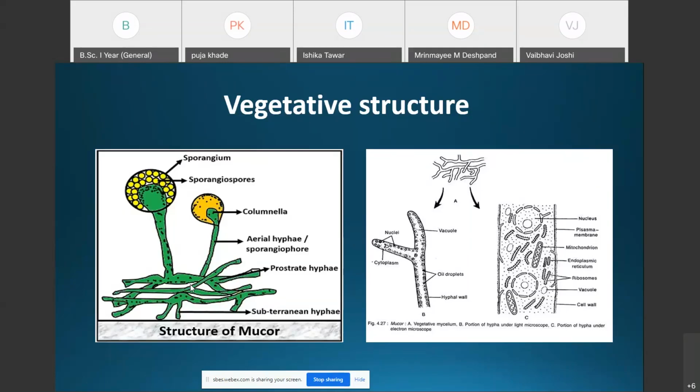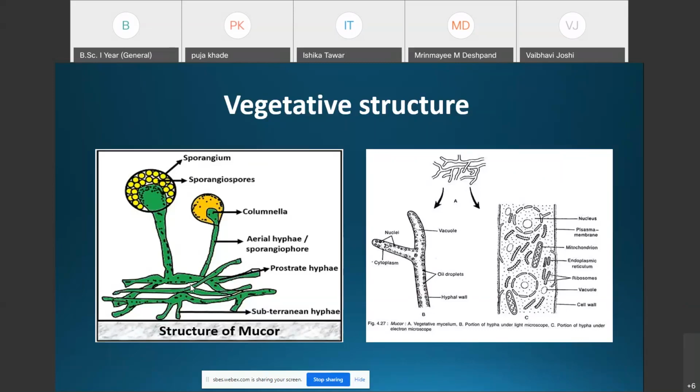Okay, in the anaerobic condition, when carbon dioxide is abundant, the hyphae of the mucor will appear as yeast-like cells. And this state of the fungus is referred to as the torula condition. This yeast-like condition in the mucor is called the torula condition.